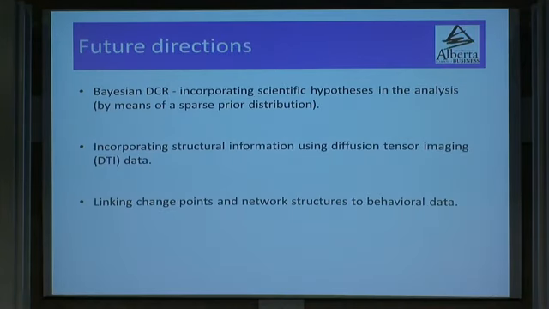So what are the future directions? We're beginning to work on a Bayesian DCR, incorporating scientific hypotheses by means of a sparse prior distribution. It'd be great if we could incorporate structural information using, say, DTI, where we can see whether two regions are linked through their fibers. And something else that might be of interest is linking these change points and network structures to behavioral data through ergoms or something like that.